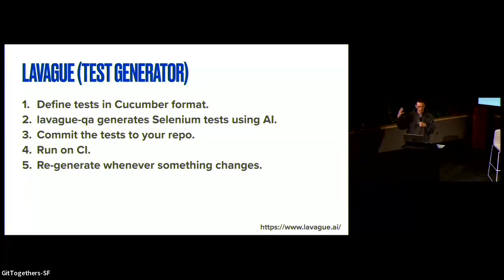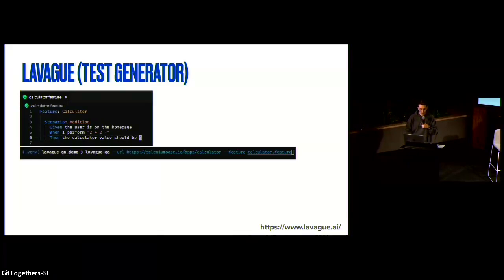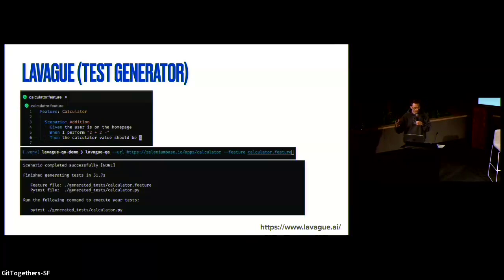You can commit them to your repository. You can run it on CI. And then whenever the UI has changed or the tests start to fail, you can just regenerate them and see what they do. So you would have this test, for example, calculator, 3 steps: load the homepage of this app, do 2 + 2 =, and then verify that the calculator shows 4. You would run this CLI tool, give it a URL to the web app, and then it would start the browser, do some work there, and then finish, saying that it finished in 52 seconds and generated some tests.